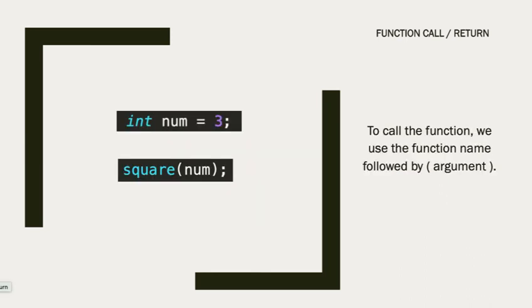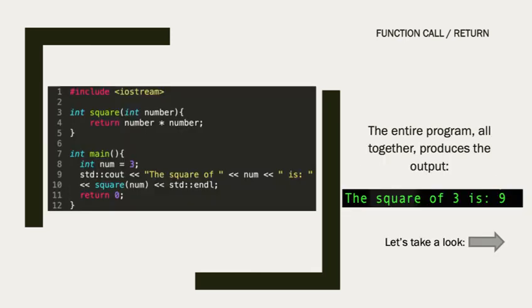In order to call this function, we use the syntax function name followed by an argument. In this example, I'm calling the function square on the argument num. I've added some information right here so that you can see that earlier in the program, I declared num equal to the value of 3. Now let's look at the overall program so we can see how all of this fits together.